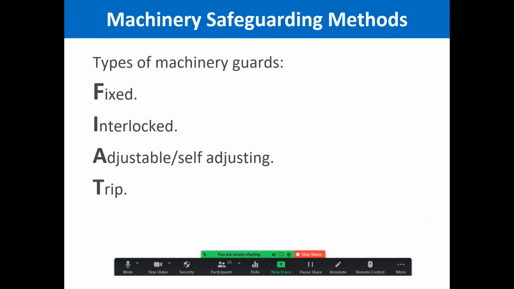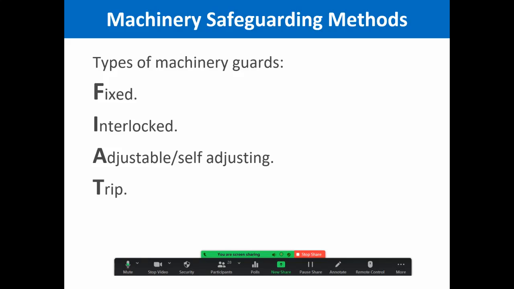Machinery safeguarding methods. Obviously, one of the most common methods is to use machinery guards. Machinery guards, there are four main types. There are fixed guards, interlock guards, and trip guards. Fixed guards are always in place. They are the best option, but mostly they are not practical, and it is very, very difficult to fix them and very, very difficult to remove them.